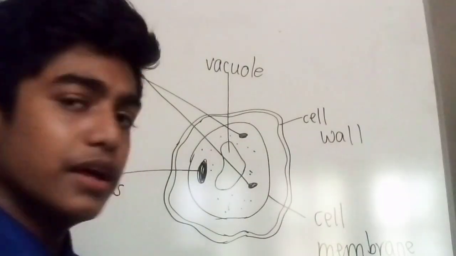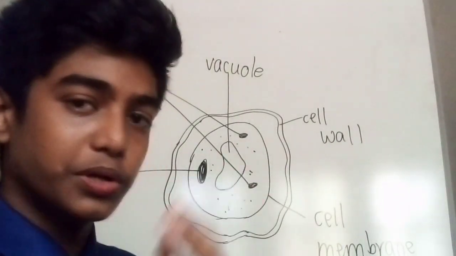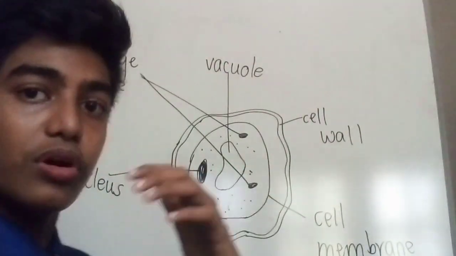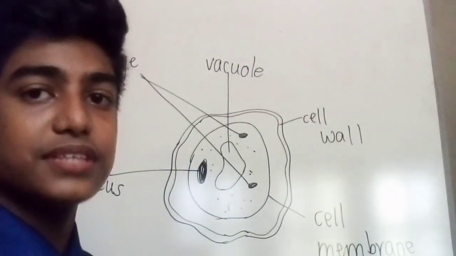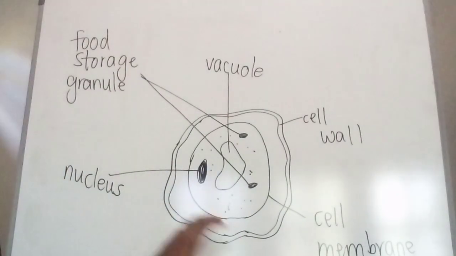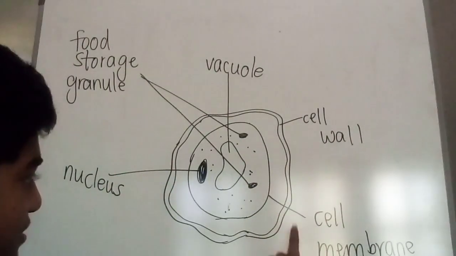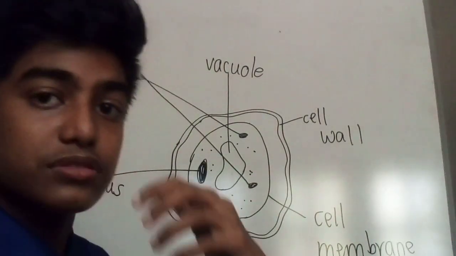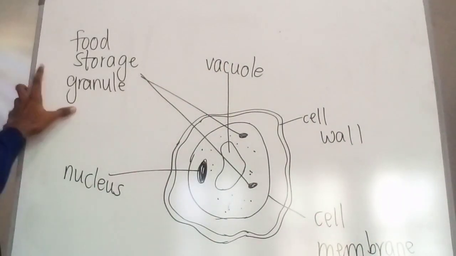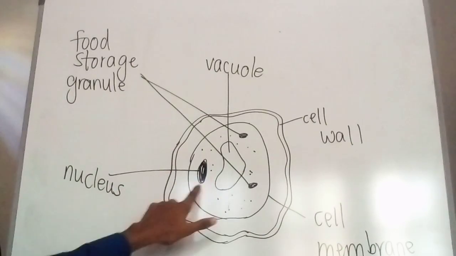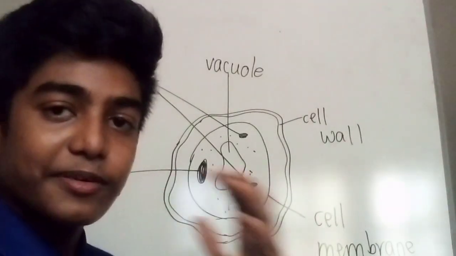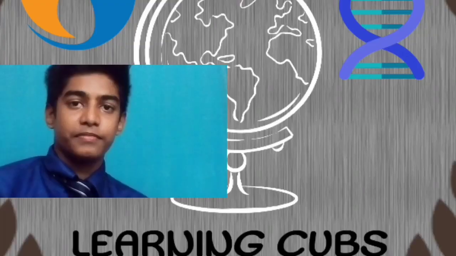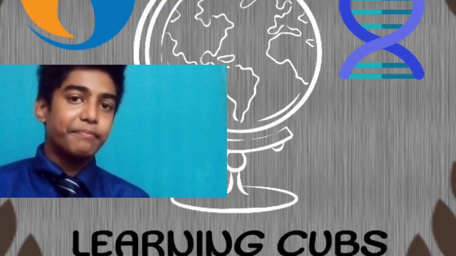This is a yeast cell. Yeast cells are fungal cells. Fungal cells are more complex than bacterial cells and virus cells. You can see that there is a cell wall here and the cell membrane is right here, and this has vacuoles to store food, and this is the food storage granule, and this is the nucleus. The nucleus controls the cell. So this is the cell of a fungus. So this is how microbes come into action.